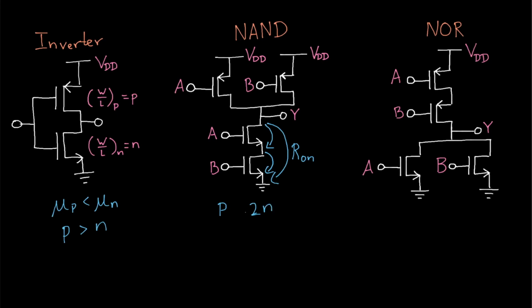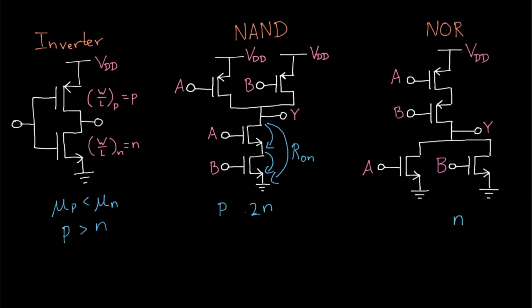Finally, we can discuss the NOR gate. Here we can use the same approach as for the NAND gate, but the other way around. So the NMOS transistors in the pull-down network can be turned on individually or both together, which means that either transistor will need to have the full on resistance of the NMOS transistor in the inverter. So therefore the aspect ratio of the NMOS transistors in the NOR gate will be N.